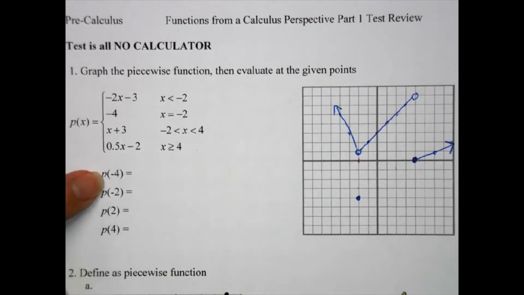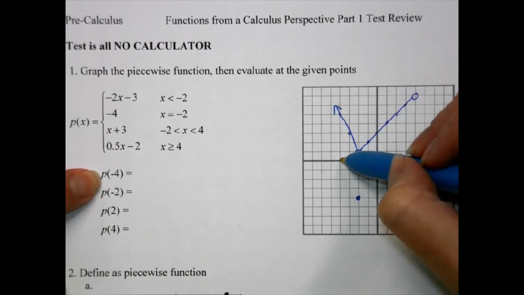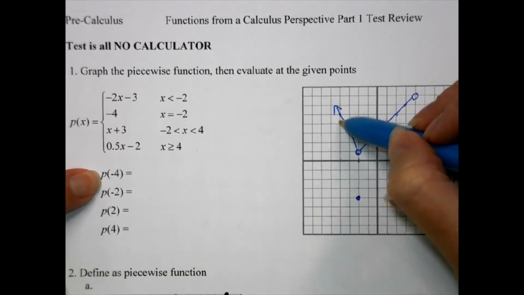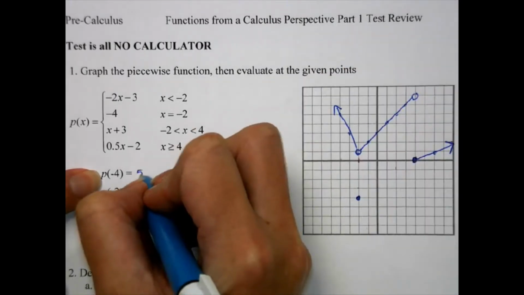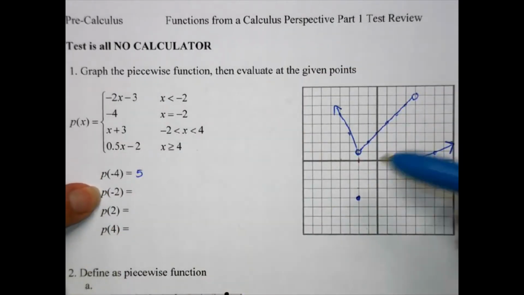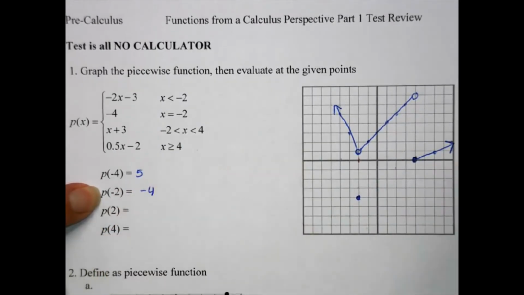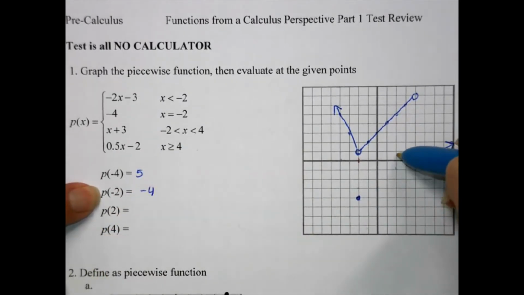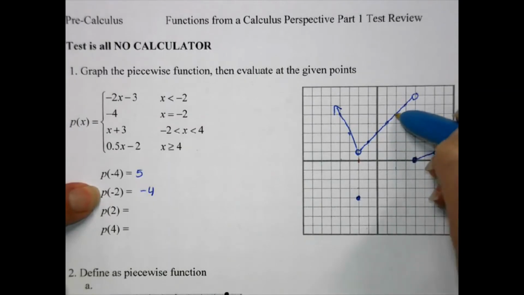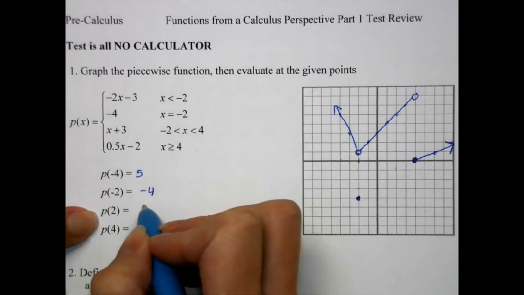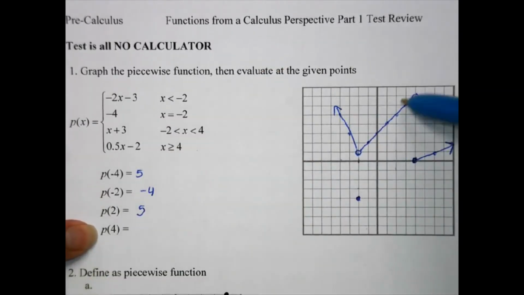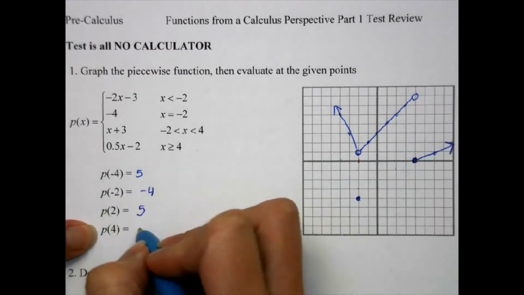Then we're going to evaluate. So you can either use the graph or the equation. -4, we're up at 1, 2, 3, 4, up at 5. Or you plug it into the top equation. At -2, we're at that -4. At 2, we're at 5, or again, plug it in there. And then P of 4 is right there at 0.